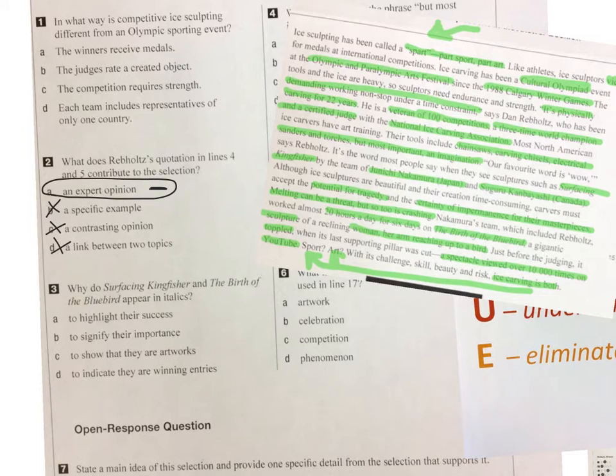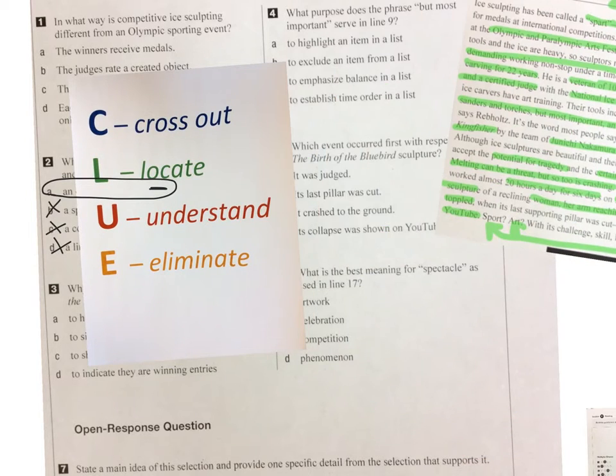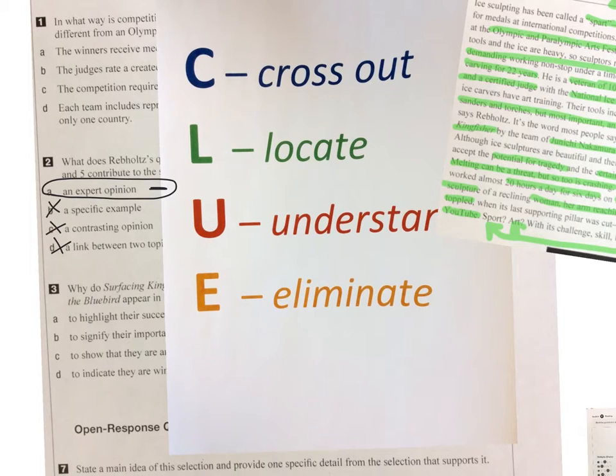Do we feel good about this? Well, again, he's been carving for 22 years and is a certified judge. We highlighted that in the first part of the video. So yes, he can be considered an expert. And there you have one example of how to use the strategy CLUE. So what we did was we located the information in the paragraph, and then we used eliminating any obvious, distracting, or wrong answers to come up with our answer, which was A.